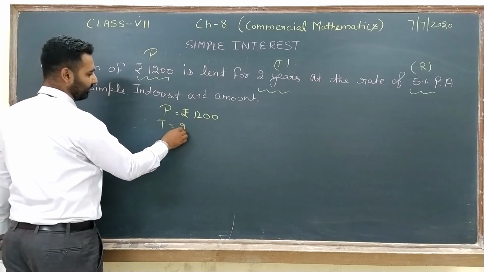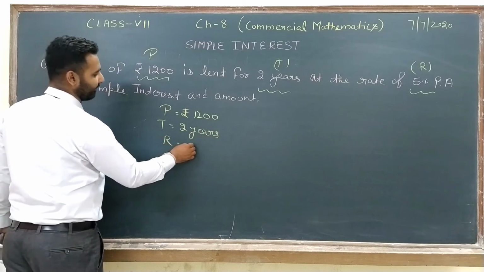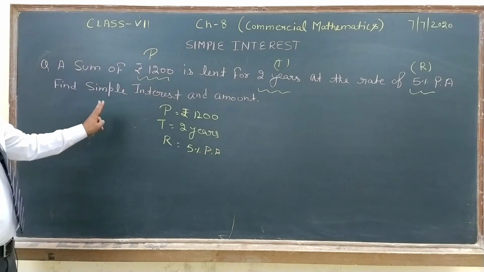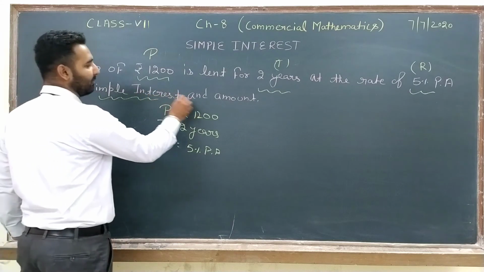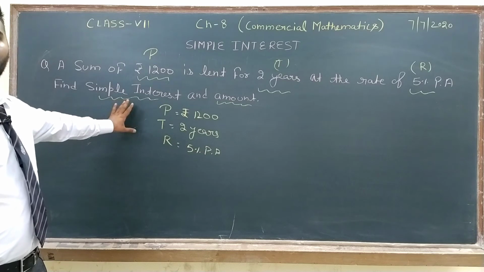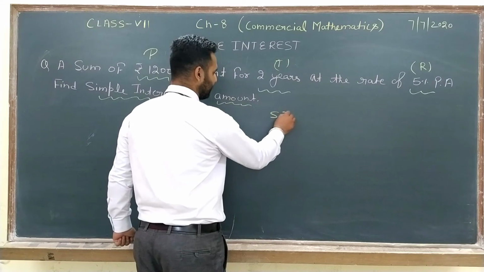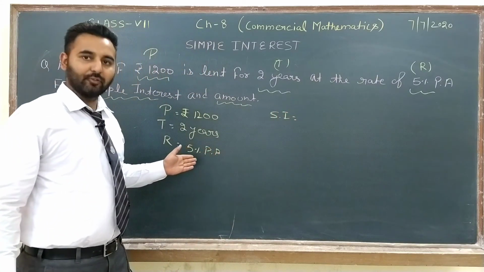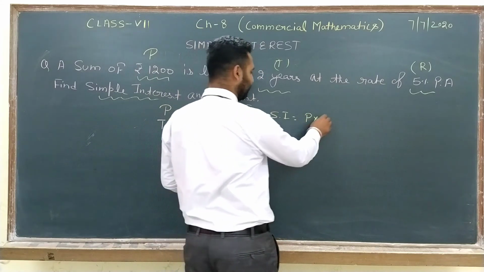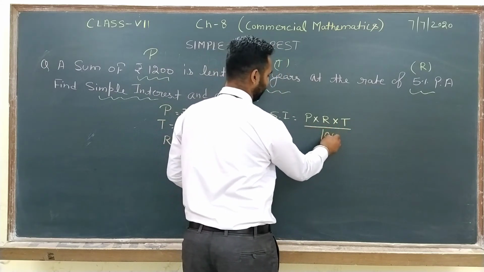Time is 2 years and rate is 5% per annum. We have to calculate two things. First is SI, simple interest, and second is amount. So for amount also, first of all we should know how much interest we are getting. So first of all find out the simple interest. Formula we have discussed: principal multiplied by rate multiplied by time upon 100.